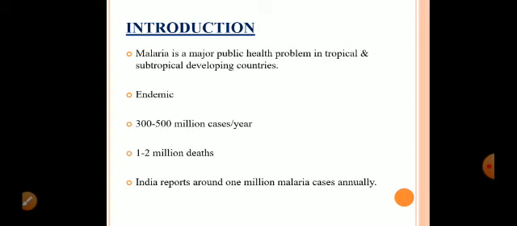Malaria, as we know, is a major public health problem in tropical and subtropical developing countries of the world. It is endemic in African and sub-Saharan regions of the world. 300 to 500 million cases have been reported yearly and 1 to 2 million deaths are due to malaria. India reports around 1 million malaria cases annually.